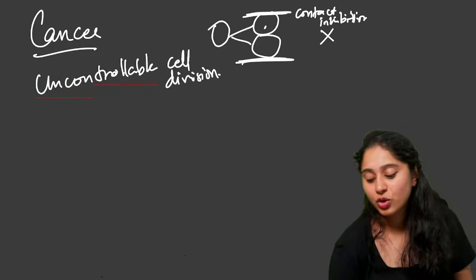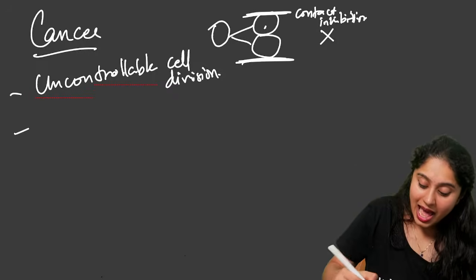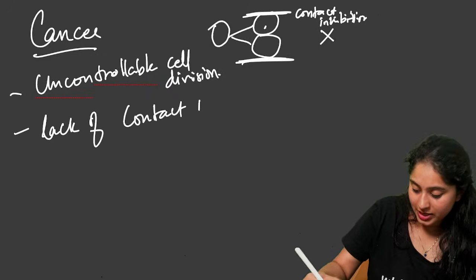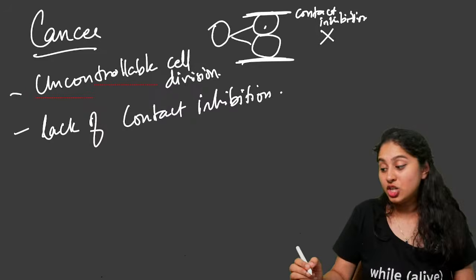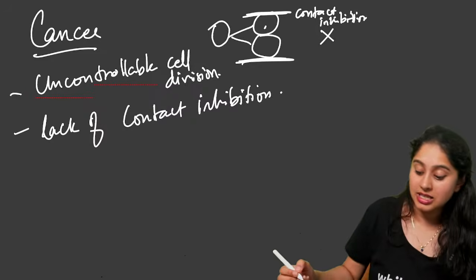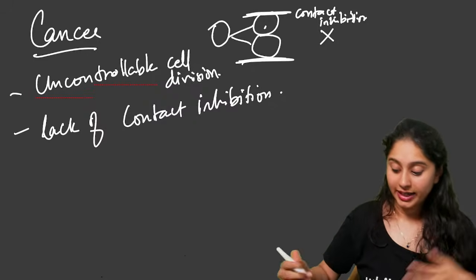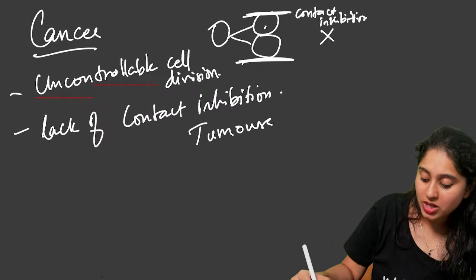Is that clear to all of you? So uncontrolled cell division will be there. Lack of contact inhibition will be there. So he does not have eyes to see who is next to him. Did I finish or did I not? And as a result of which, I will go on dividing and dividing and dividing, and it will form a tumor. Now these tumors are of two types.